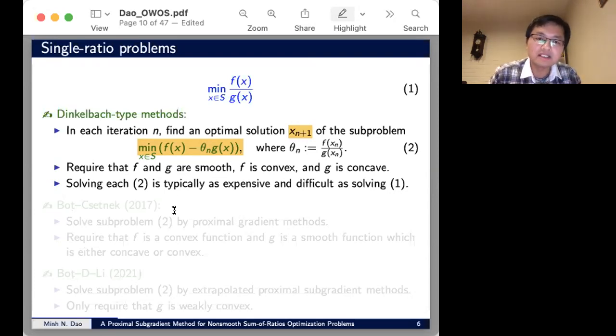However, this approach normally requires that f and g are both smooth, f is convex and g is concave.